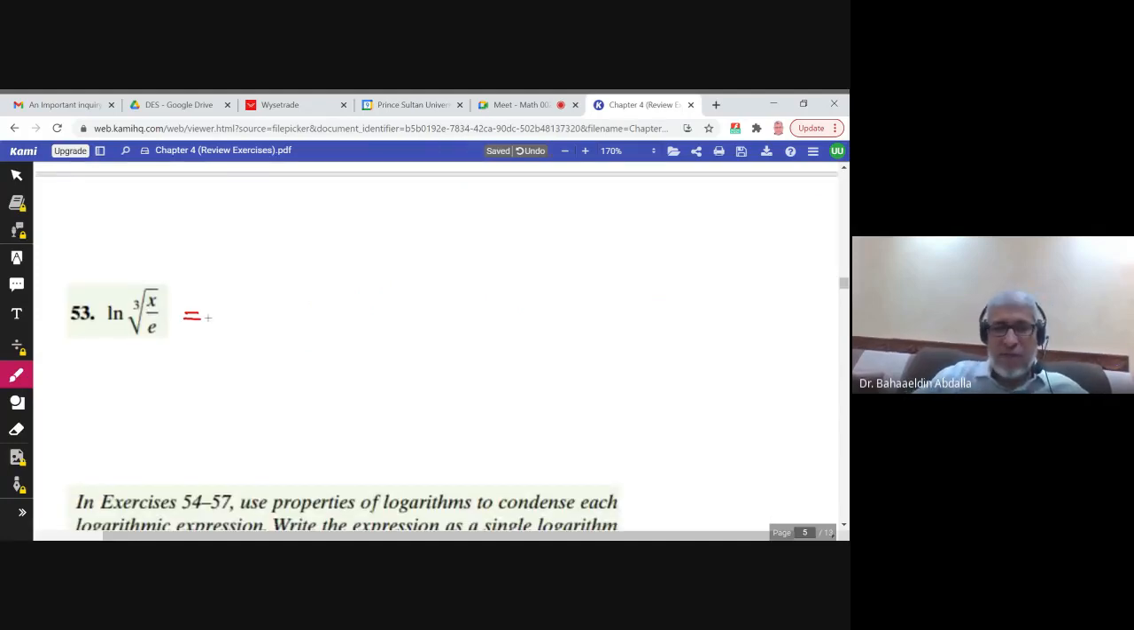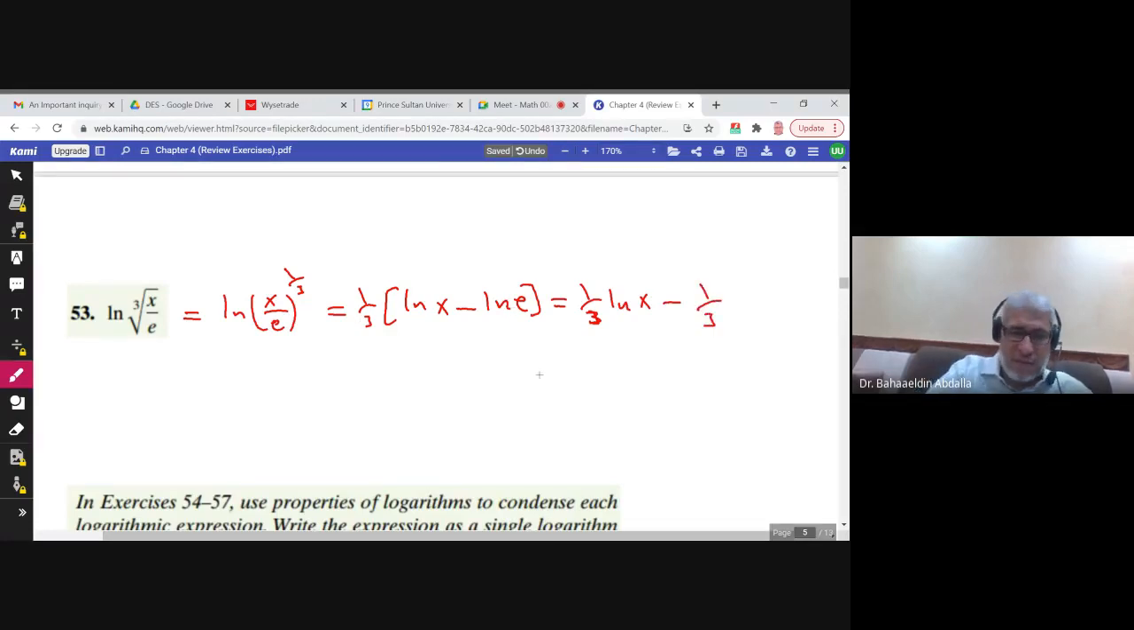Expand. You first write it ln of x over e to the power 1 over 3, because this is the third root, and you take 1 over 3 out, and then you have x over e. You use the property to write that ln x minus ln e. So the answer would be 1 over 3 ln x, and ln e is 1. 1 times 1 over 3, so that's the answer.